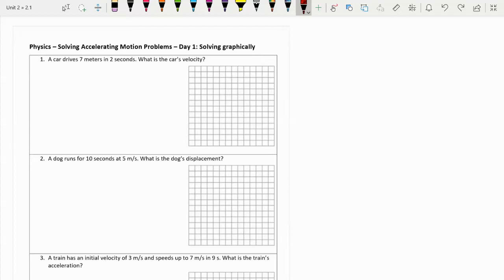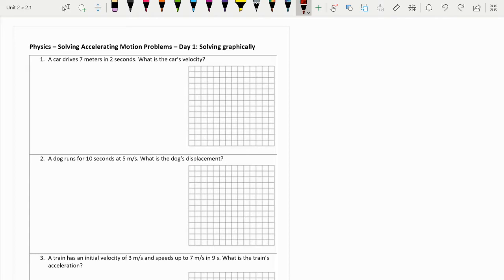Hey physicists, today we're going to work on some acceleration motion problems solving graphically. So hopefully you'll have access to this worksheet. If not, pull out a piece of graph paper to get started. I'm going to do a bunch of quick videos with these so that you can go from one to another depending on which one you want to work on.